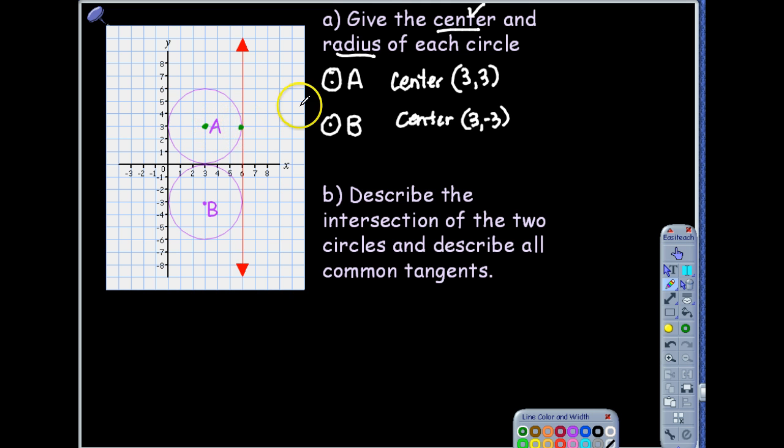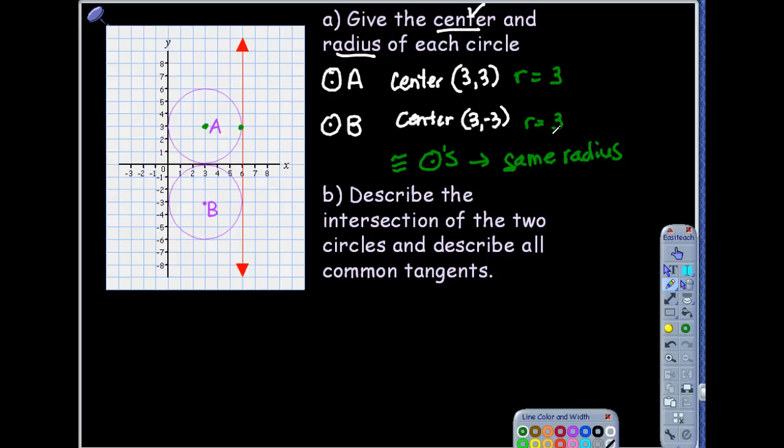So 1, 2, 3. The radius would be 3 units. And this one would also be 3 units. So what does that mean about these two circles? They are congruent circles. I'm going to make a little note: these are congruent circles because they have the same radius. I know the question didn't say that, but you might be asked that question like that.